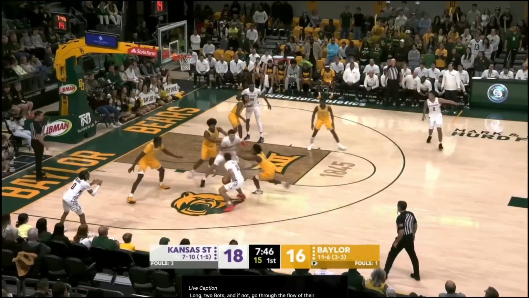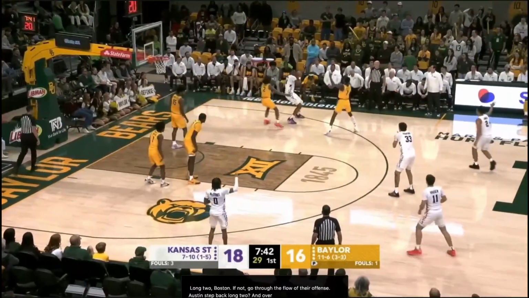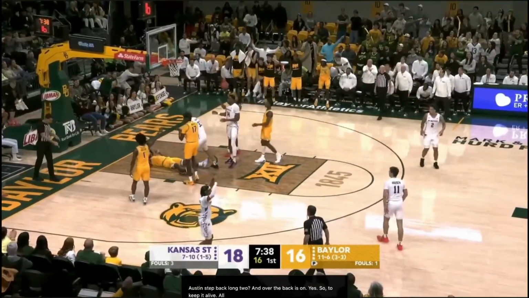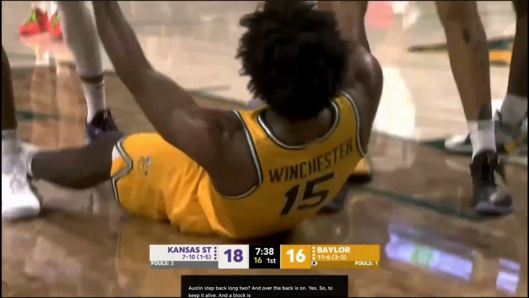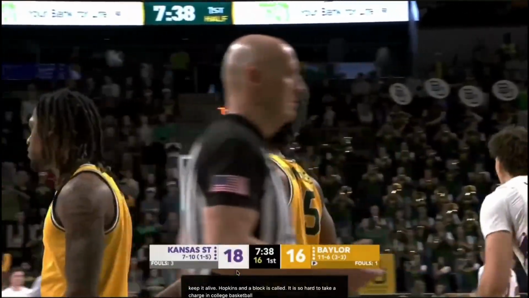Go through the flow of their offense. Austin, step back, long two. And over the back is on Yeso to keep it alive. Hawkins, and a block is called. It is so hard to take a charge in college basketball today.